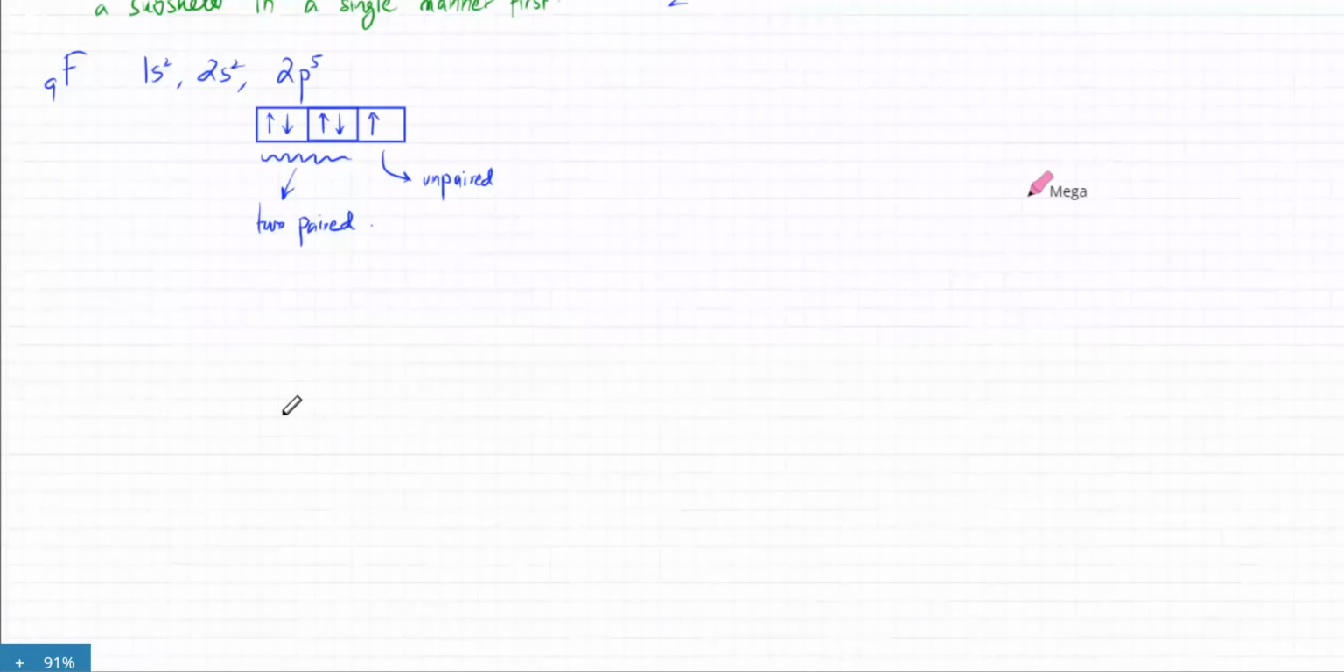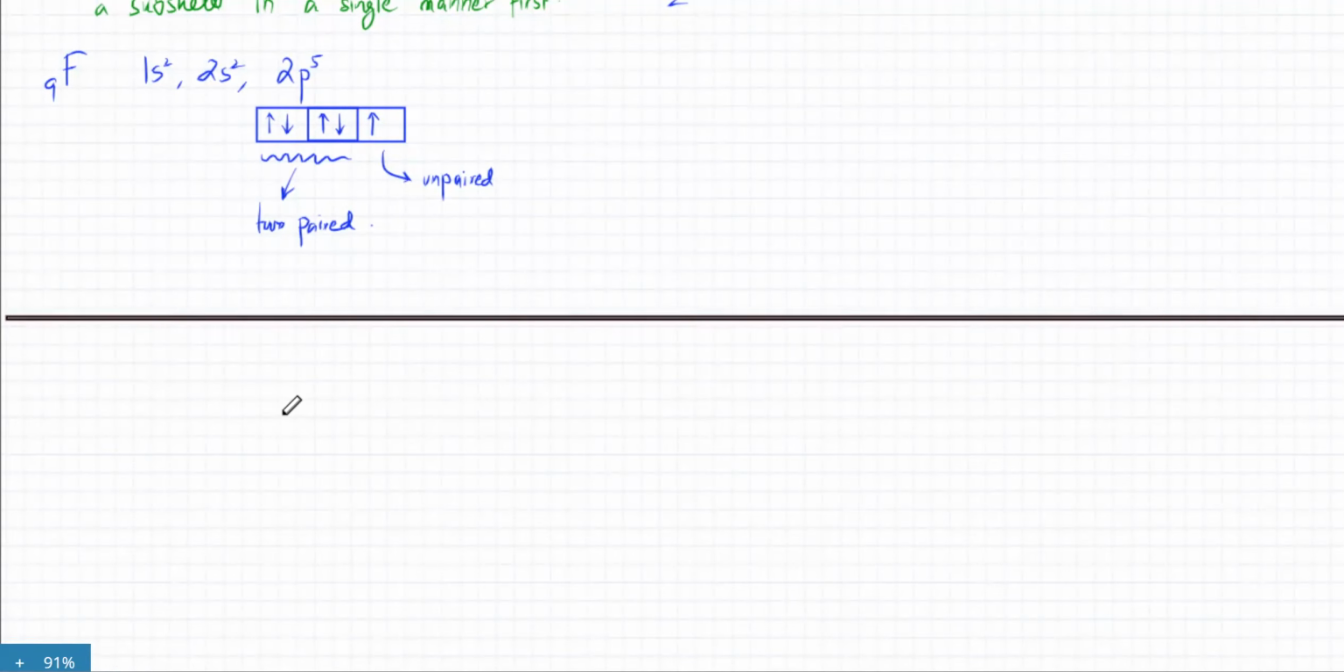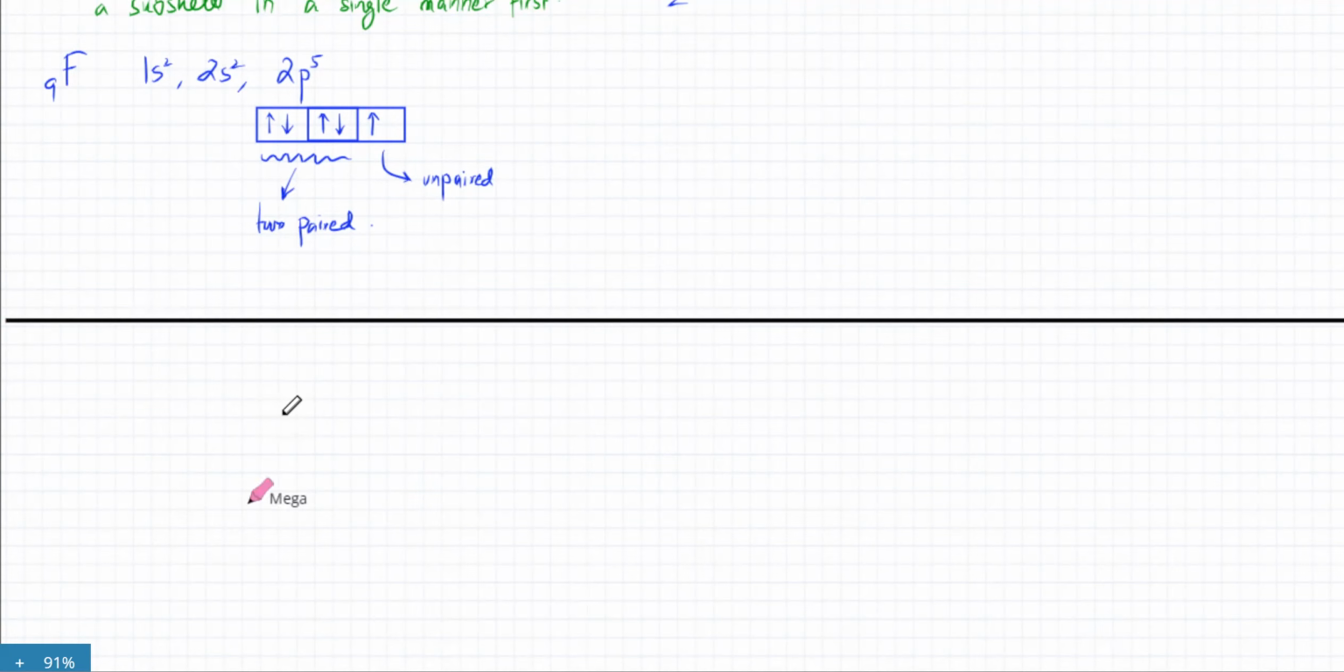Now the very last thing that needs to be mentioned is the two exceptions. They're not just two exceptions, but two main exceptions to the Aufbau principle.